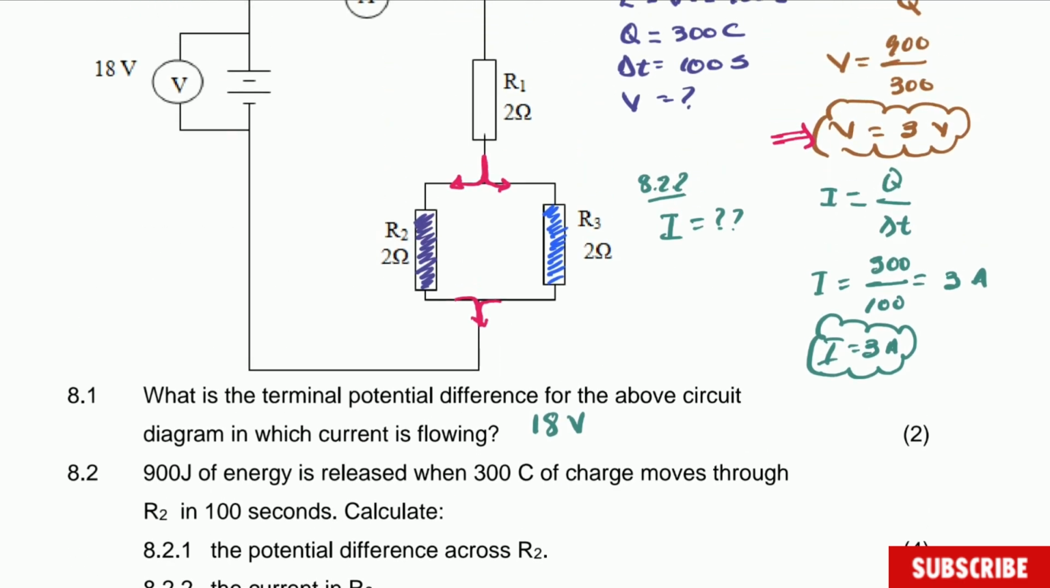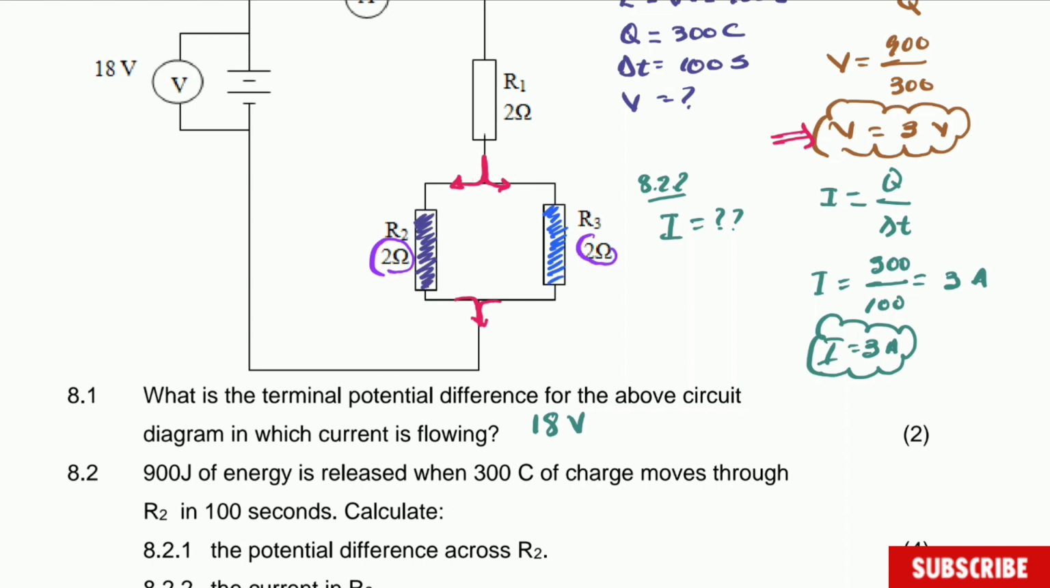It's going to divide, it's going to spread, but because the resistors are the same, remember the current is not necessarily the same, but in this question, only in this question, because the resistors are the same, 2 and 2, then the current is going to spread equally.